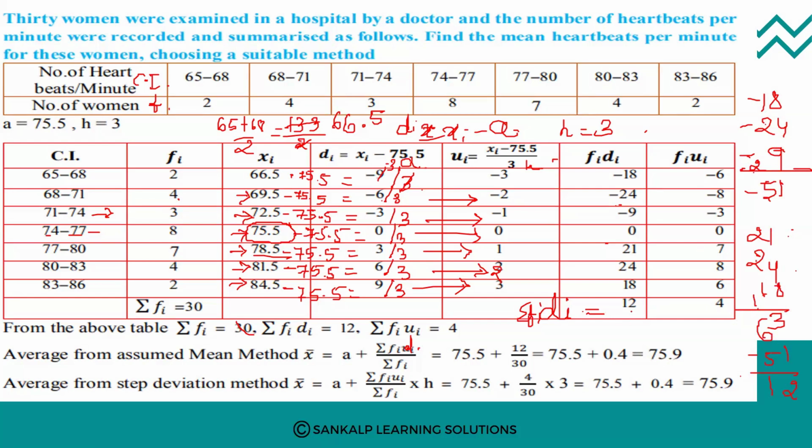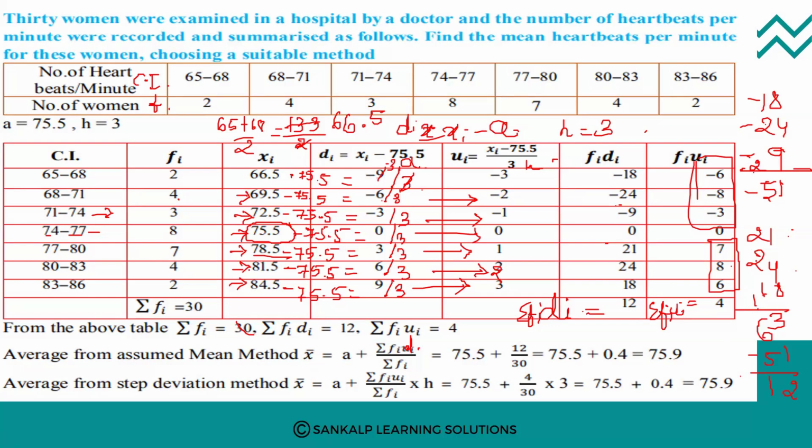Like that, sigma Fi ui is, first calculate these three values and then calculate these three values, then subtract this from this, you will get 4. So sigma Fi ui value is 4.